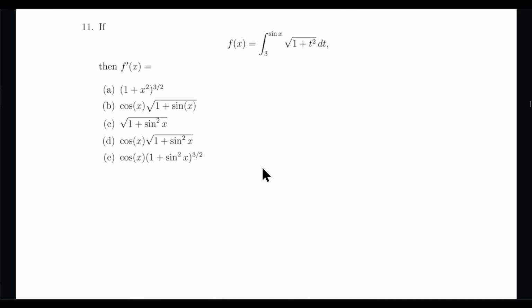Okay. If this is this, what is f prime? Once again, another question on FTC1. I hope you know how to do these things now.